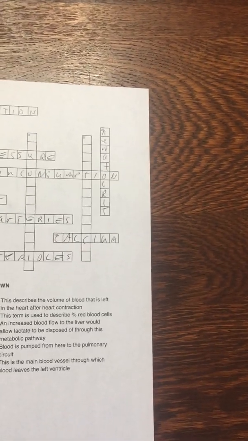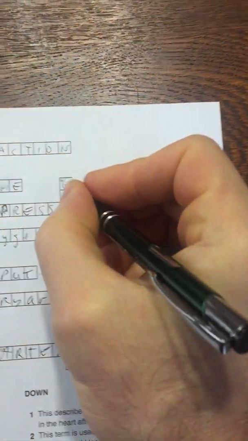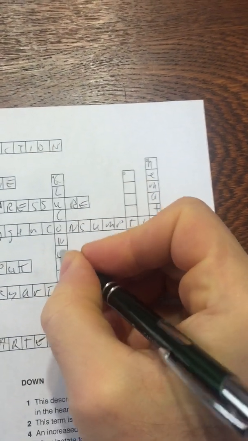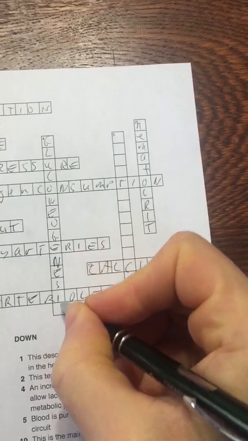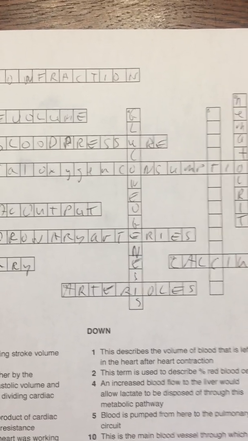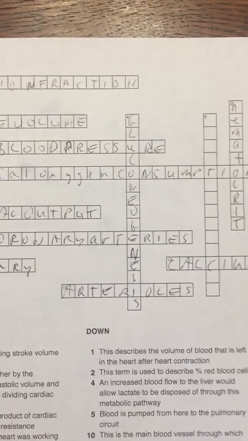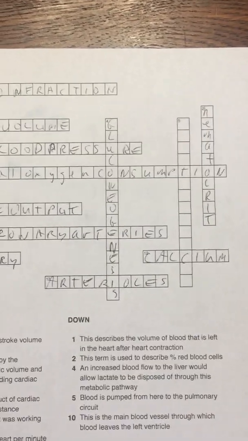Four down, an increase in blood flow to the liver would allow lactate to be disposed of through this metabolic pathway. This would be gluconeogenesis. So as I mentioned, a trained individual would get greater blood flow to the liver during submaximal exercise. This allows for greater gluconeogenesis and greater removal of lactate.